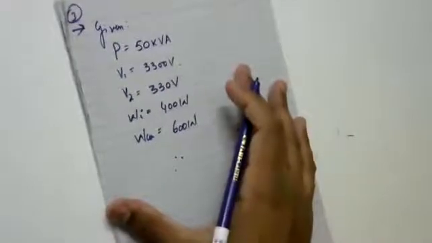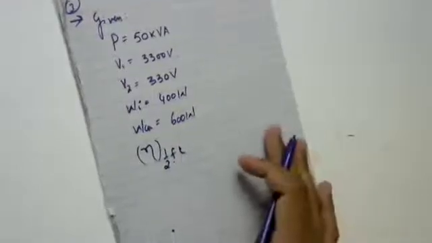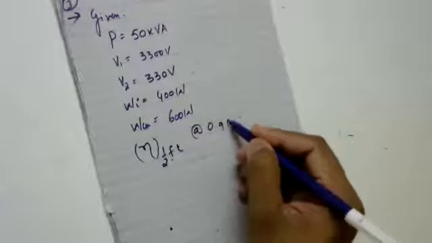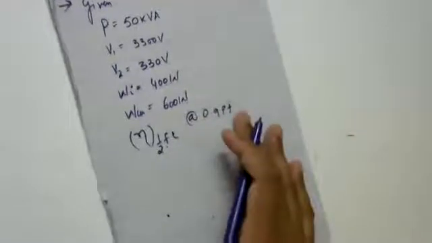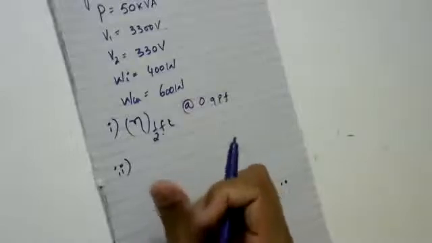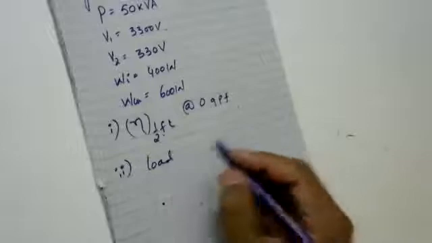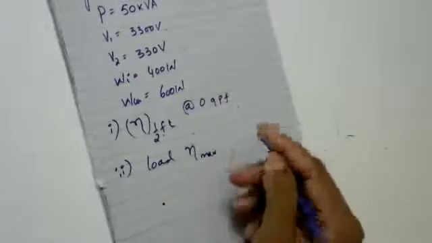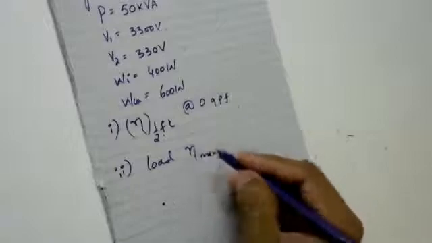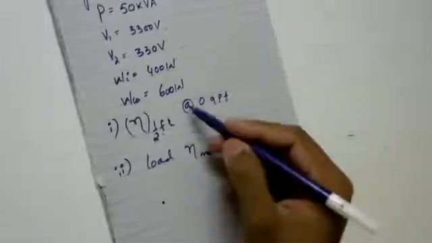Calculate efficiency at half of the full load at 0.9 power factor. This is the first parameter he is asking. The second parameter that he is asking is to compute the load, such that efficiency should be the maximum. Is it clear? So these two data we have to compute.